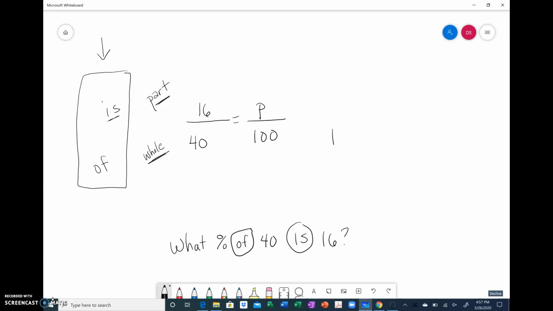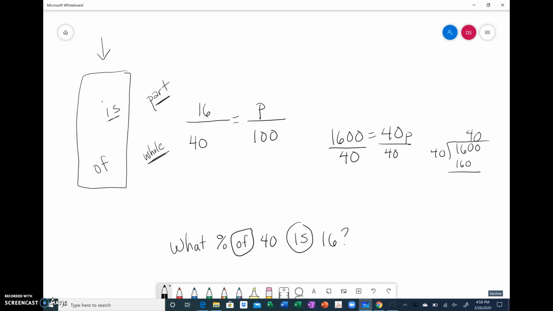Cross multiply and you get 1600 equals 40p. Divide both sides by 40. I will do the long division off to the side. Don't want to encourage calculator use. 40 doesn't go into 16, but my guess is it will go into 160 4 times, and so p will equal 40.